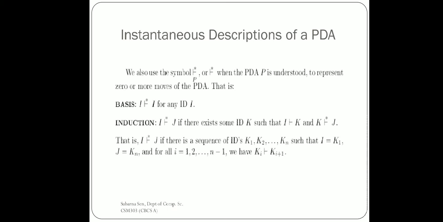We are considering any ID I. So it is changing the ID ultimately, right? Because the stack content will change, the state will change, and everything will change. So the triple form will change ultimately. The triple form means that Q may change, the remaining part, that is W, may change, and stack content may change. So it may move from one ID to another ID.